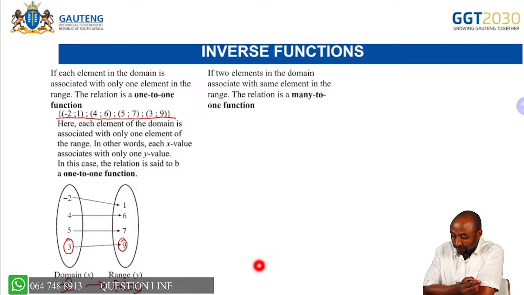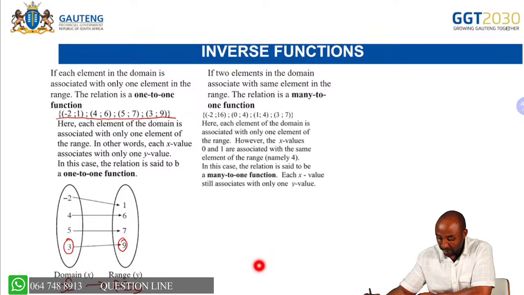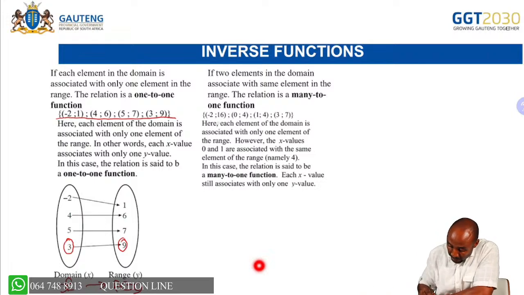We move on. If we have two elements in the domain that associate with the same element in the range, the relation is called a many-to-one relation or function. Now, here is the illustration. When x is -2, our y is 16. When x is 0, our y is 4. When x is 1, our y is 4.